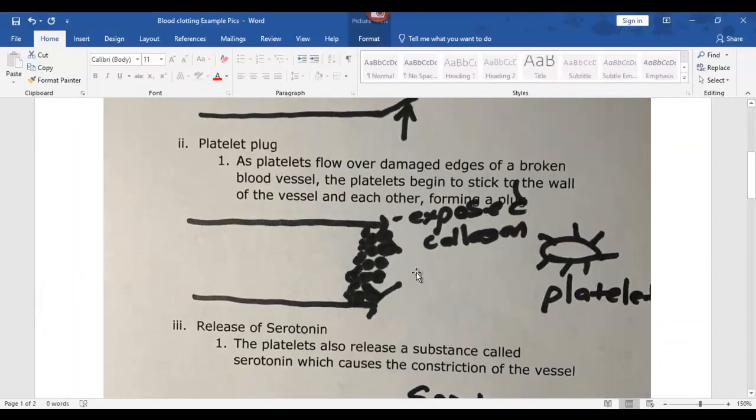And so what ends up happening, and I drew a little platelet over here. Platelets have these ends that come off. They're like Velcro. And one platelet will stick to the collagen and one will stick down here. And then they'll just start piling up on top of themselves. That is called a platelet plug.